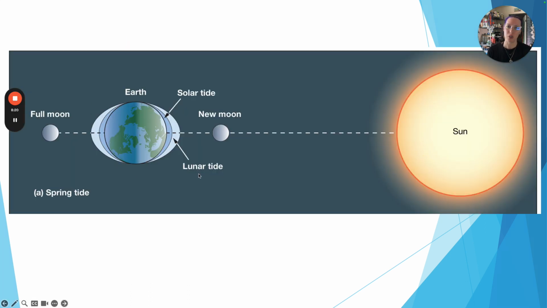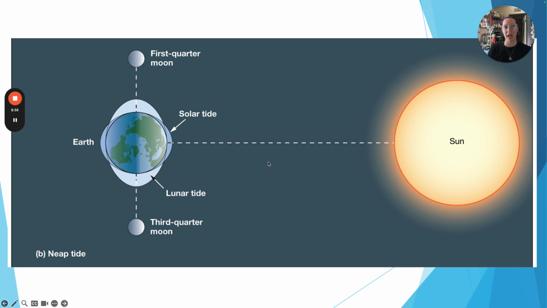So here's a visual representation of spring tides. In my eyes, this helps. I'm a very visual person, so this helps me when you're talking about having the power of the moon and the sun working together, causing these tidal bulges to be even more intense. Whereas in a neap tide, they're working against each other, so the tides are somewhat normal in a sense.